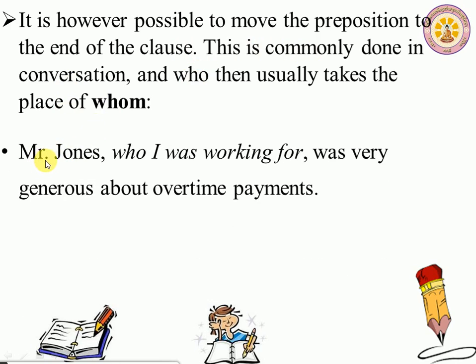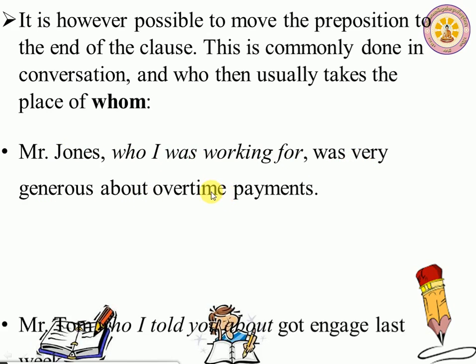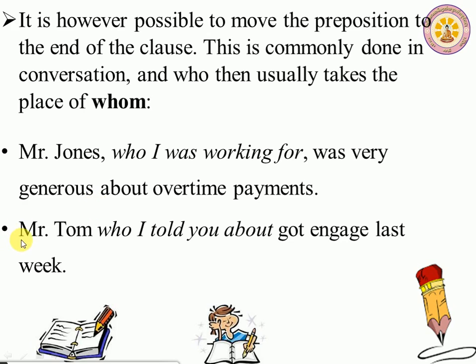Example: you can say, Mr. John, who I was working for, was very generous about overtime payment. Or we can say, Mr. Tom, who I told you about, got engaged last week. So we can use who when we place the preposition at the end. The preposition at the end for this is about.